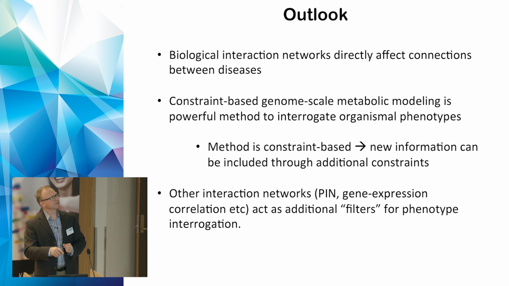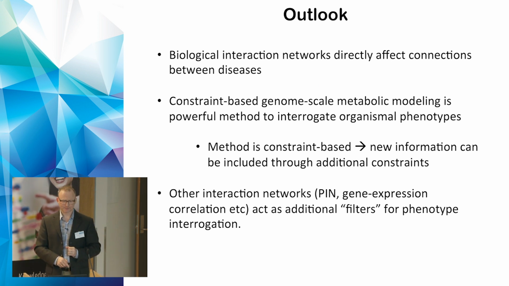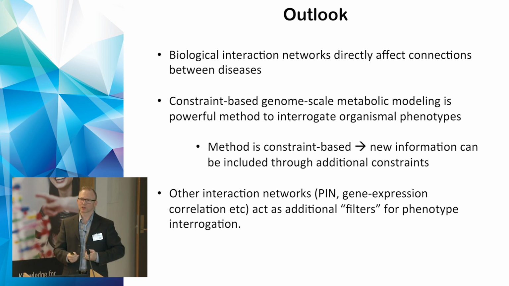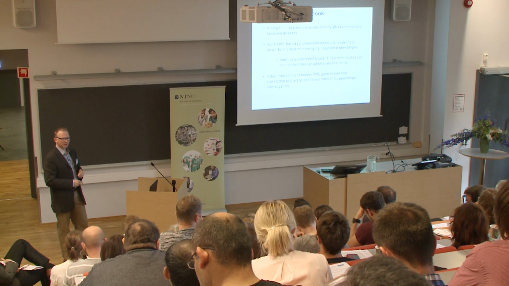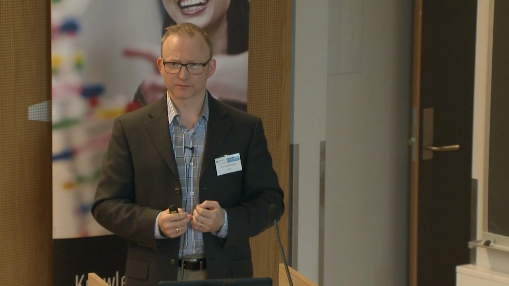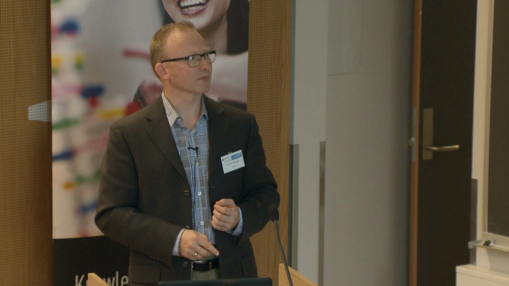So to summarize, my claim is that biological interaction networks directly affect connections between diseases. This constraint-based genome-scale metabolic modeling paradigm is one way of bridging biochemistry and up to large-scale predictions of how a system behaves. And since it's constraint-based, it is not very taxing to add new information to your system. You formulate it as constraints. As long as you can do that, you're in business.